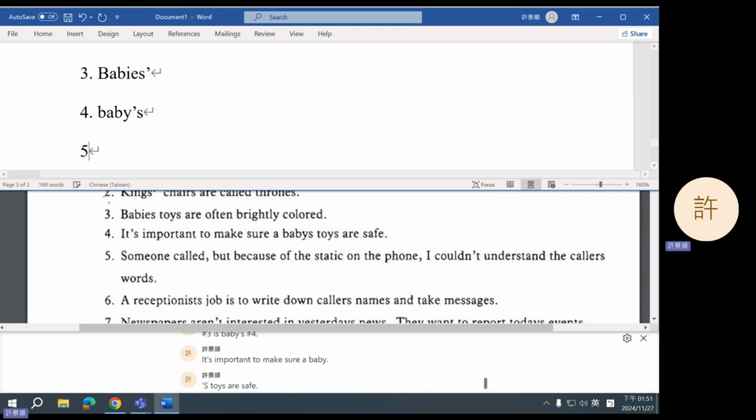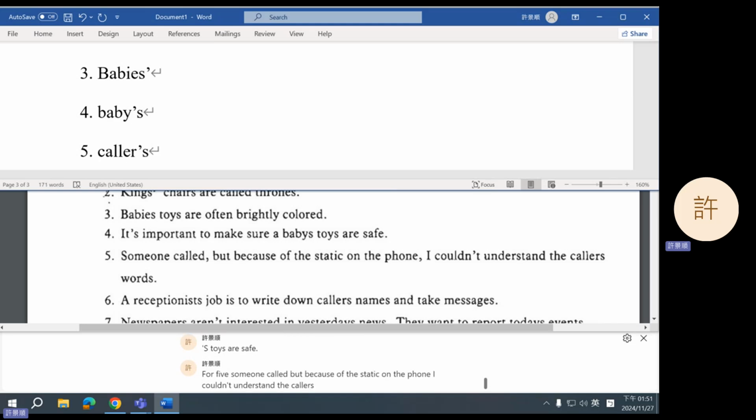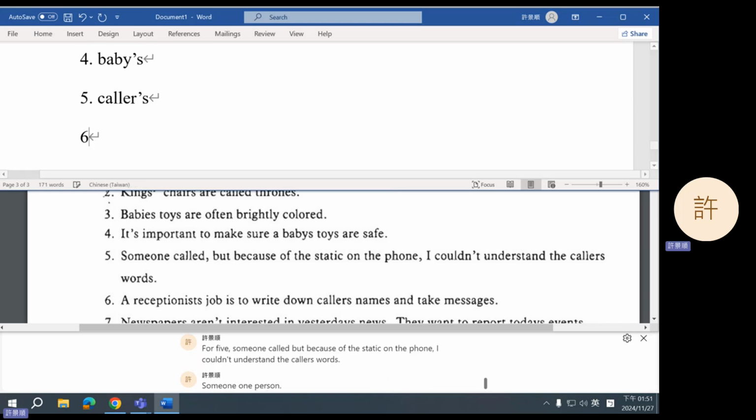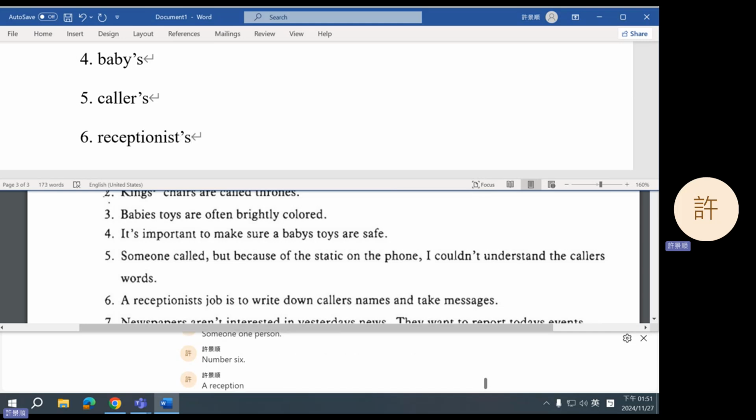Number 5, someone called, but because of the static on the phone, I couldn't understand the caller's words. One person. Number 6, a receptionist's job is to write down callers' names and take messages. Could you tell that callers is plural, right? More than one name, more than one caller.